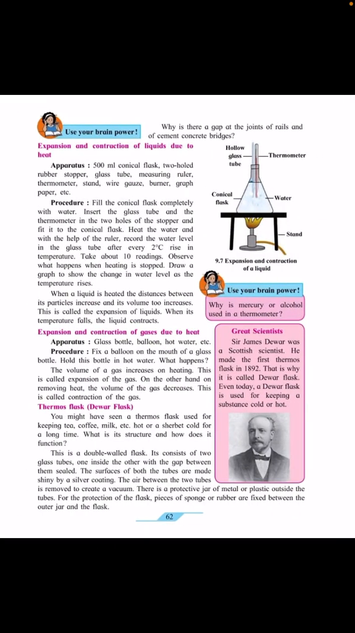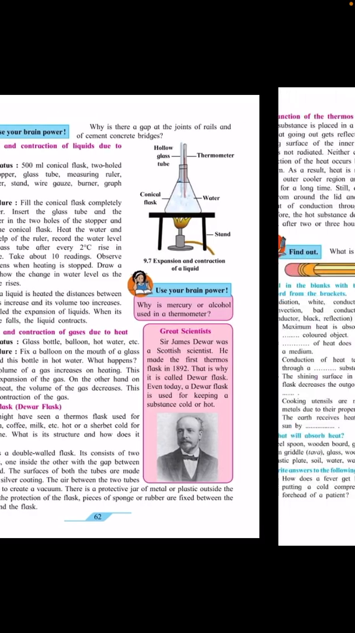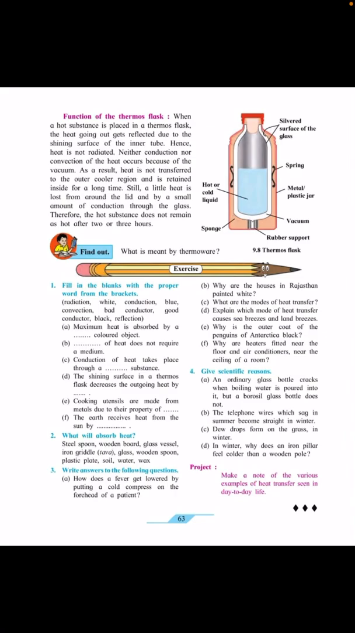Now next page. Expansion and contraction of a liquid is given. A simple experiment is given. Read it properly. Then again, expansion and contraction of gas due to heat is given to you. The thermos flask, Dewar flask, its information is given to you. Read it properly. Next page, the functions of the thermos flask are given to you. So read it. Look at the picture, how and where and what is placed in between it, how is the construction of the thermos flask.